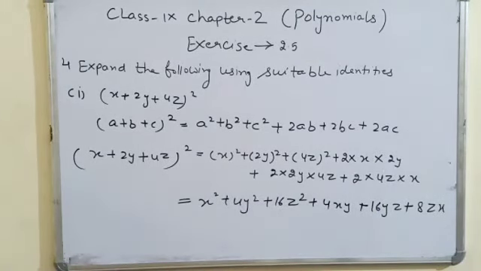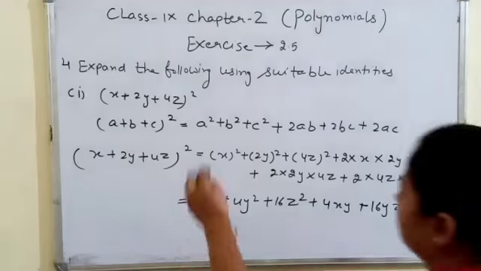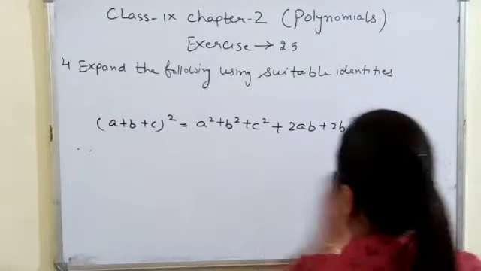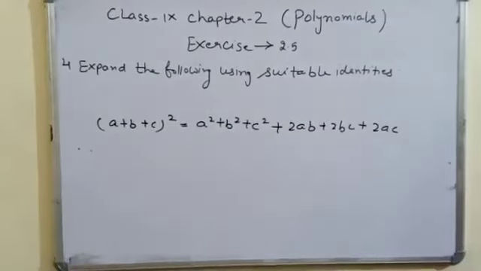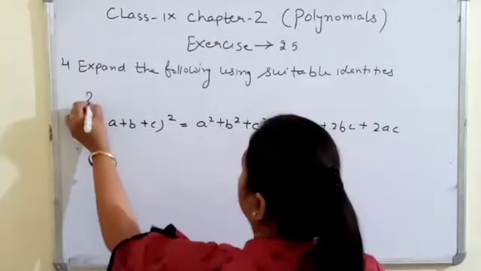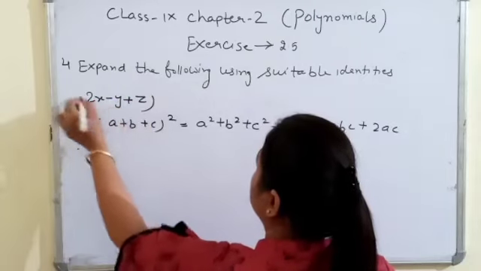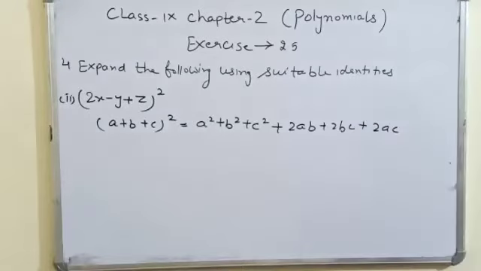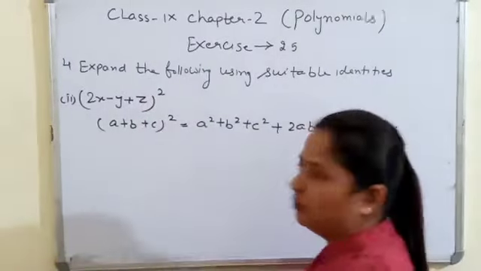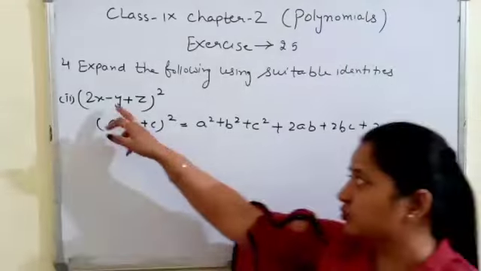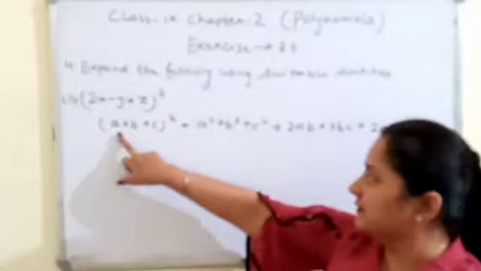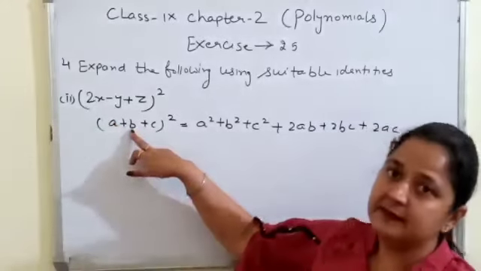Let's see the second. By following the same steps, we try to solve the second. The statement for the second part is (2x minus y plus z) whole square, by using the same identity. So what is a here? That is 2x. What is b here? That is minus y. You have to take care of it. The identity is for plus a plus b plus c. So you can say a is 2x and b is minus y.